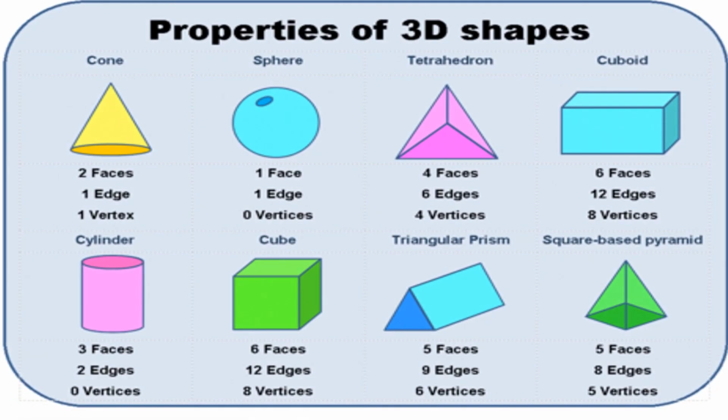Properties of 3D shapes. Cone has 2 faces, 1 edge and 1 vertex. Sphere has 1 curved face, 1 edge and 0 vertices. Tetrahedron has 4 faces, 6 edges, 4 vertices. Cuboid has 6 faces, 12 edges and 8 vertices. Cylinder has 3 faces, 2 edges, 0 vertices.